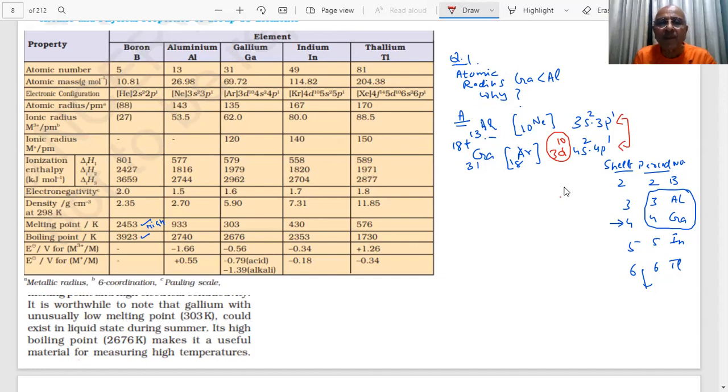And what is the interesting thing, student? The shielding effect is there. There is poor shielding, or poor screening, by the 3d subshell electrons. What do you mean by poor shielding? I'm putting a screen in front of you. Now the screen is poor. What does it mean? There are some holes in the screen. And then what can happen? You can see through the screen.